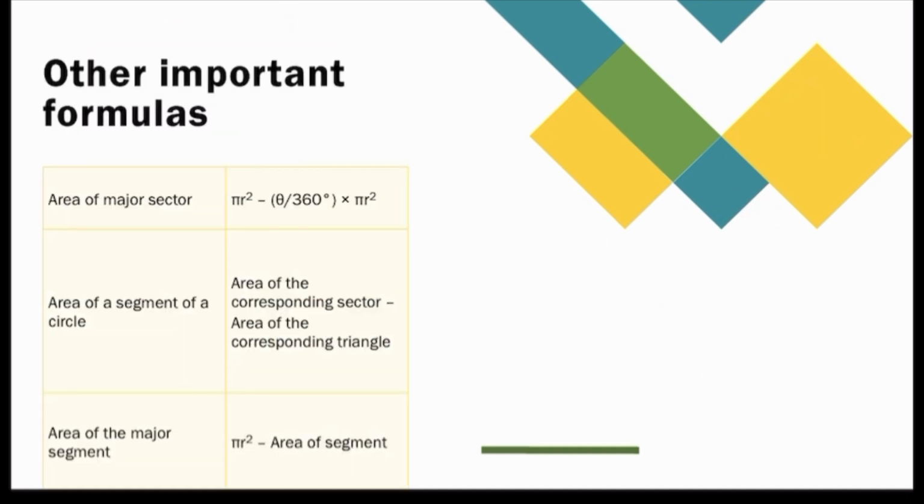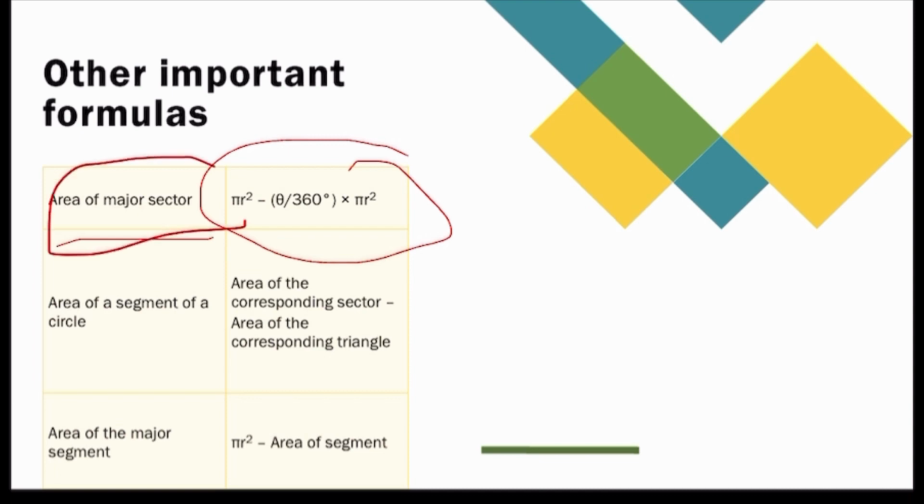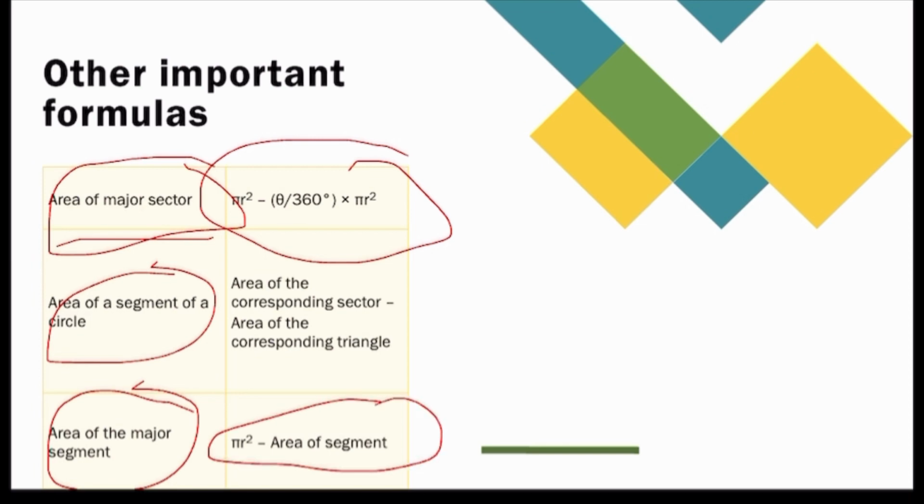Now these are the other important formulas. Area of the major sector is pi r square minus theta by 360 into pi r square. Area of the segment is the area of the corresponding sector minus the area of the corresponding triangle. This is the major sector segment. Now for the major segment area, it is pi r square minus the area of the segment. Just go through a look, then we'll go to the other slide.